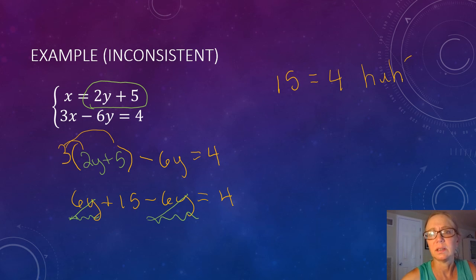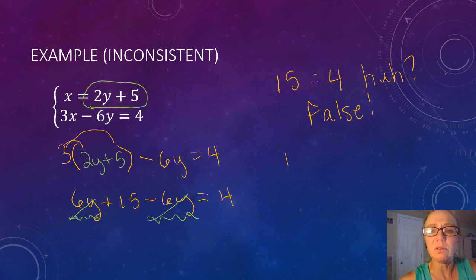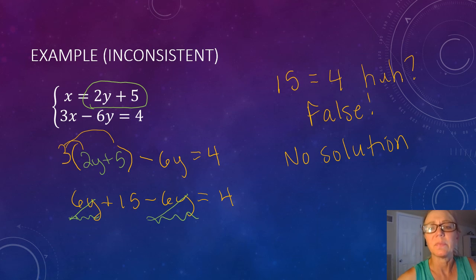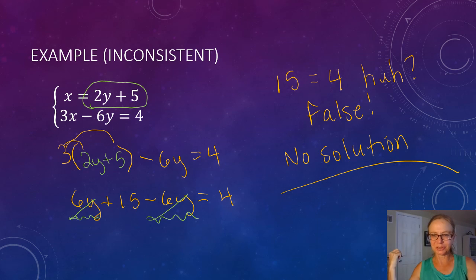Huh? 15 equals 4. When is that true? 15 is never equal to 4. So this is like a false all the time statement. And when you see that, you know that you have an inconsistent system and there is no solution.